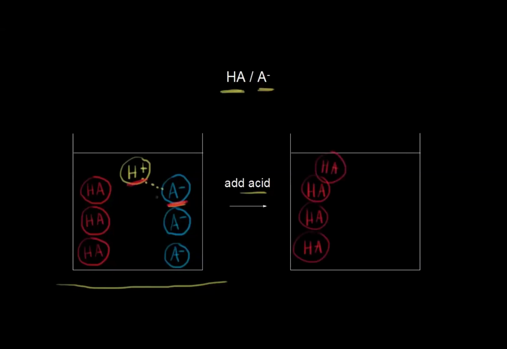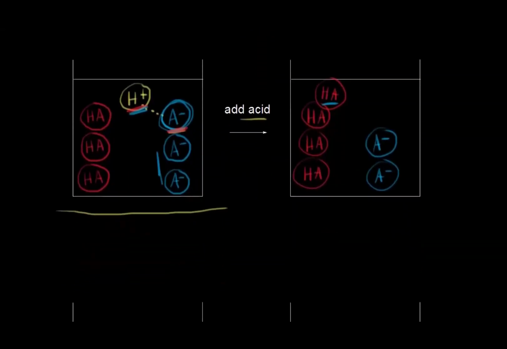So we're making more of our weak acid here. What about A minus? All right, well, we're going to use one of these up to make HA, right? So now we have only two of these left. So we're decreasing the concentration of A minus. But what we've done is we've effectively removed protons from solution, and that's how a buffer is able to resist a change in pH if you add acid. What about if you add base?